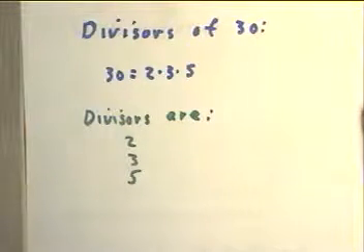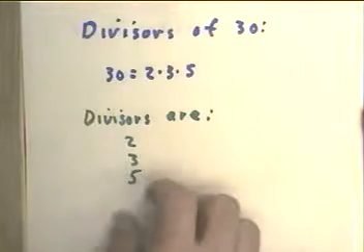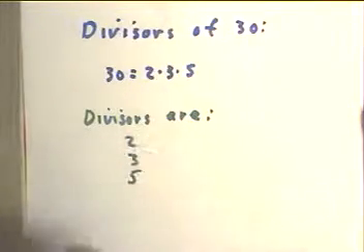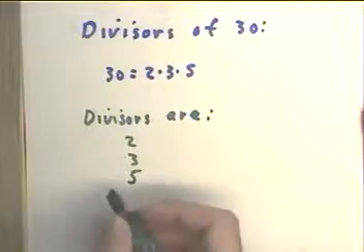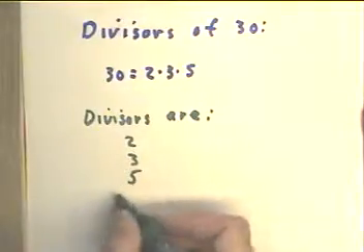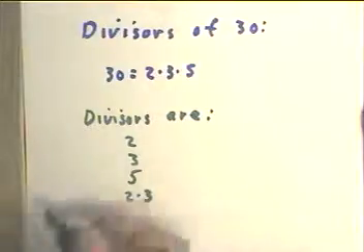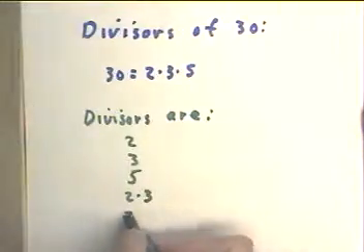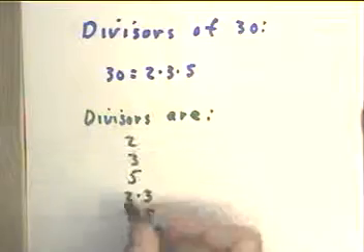Well, we got 6 and 10. And, yeah, okay. So how could we possibly get those numbers? Well, we could take 2 times 3, or 2 times 5, or 3 times 5.